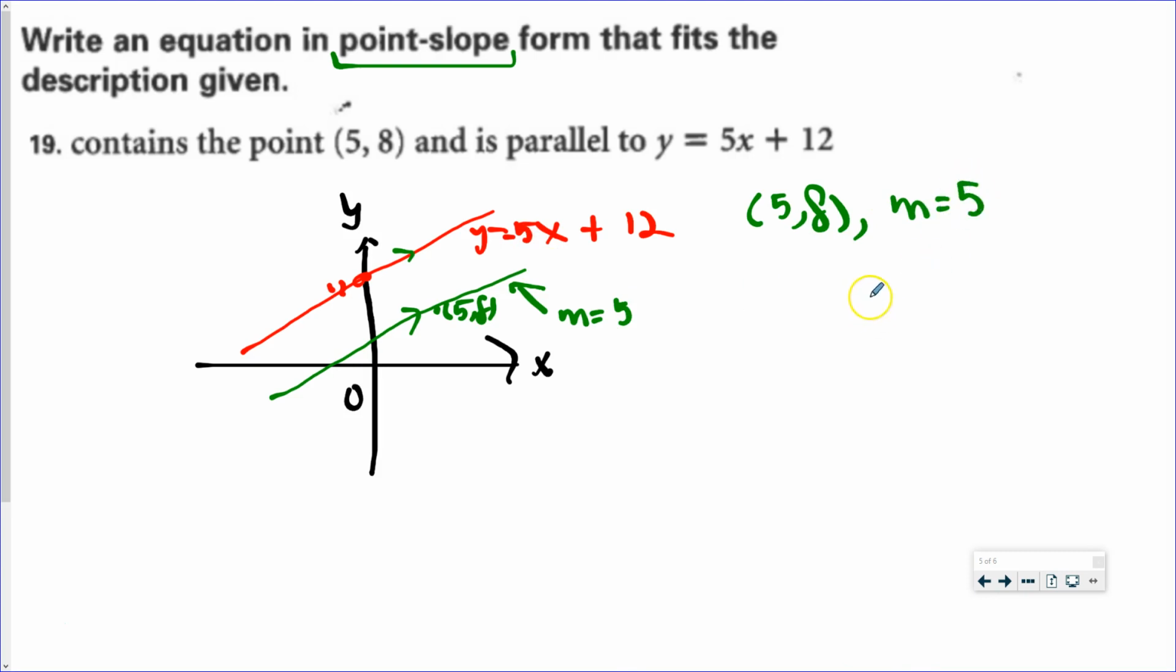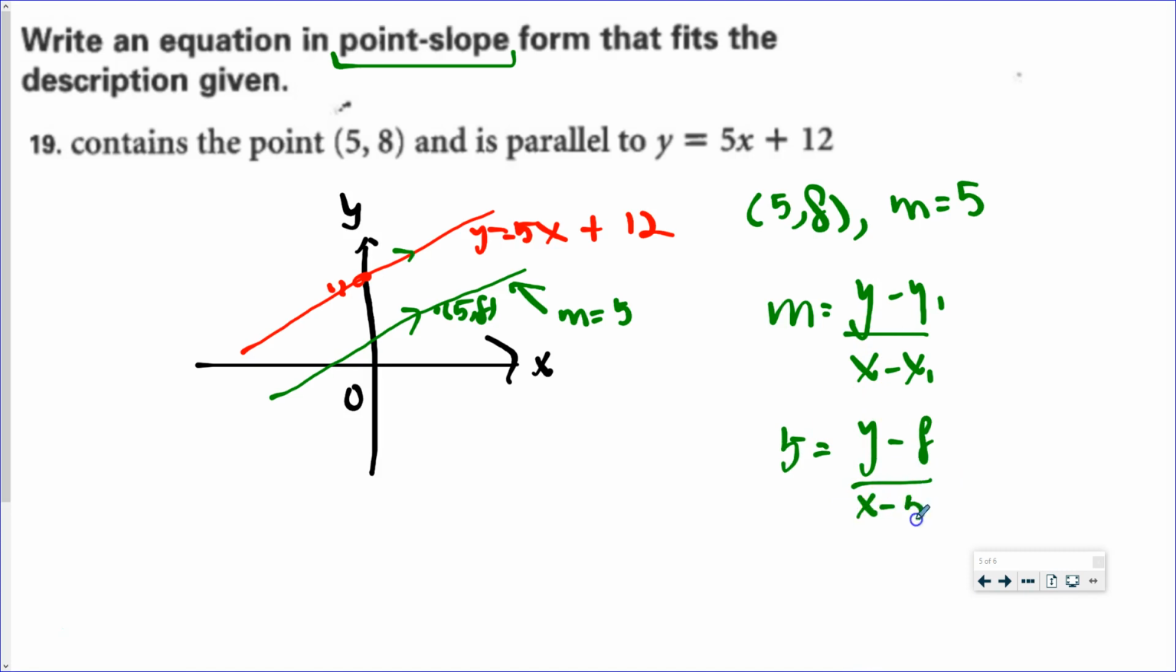The rest of that is history because I know my point slope form by now. So 5 is equal to y minus x minus 5, and then do the cross multiply at the end, y minus x 5 times x minus 5. Alright? So if it's parallel, it's really not too difficult. You know that two lines are going to be parallel, you pick up the slope, m is equal to 5.